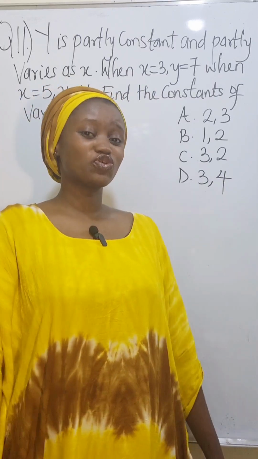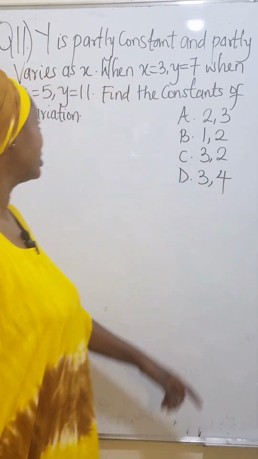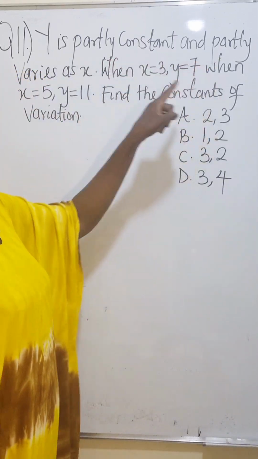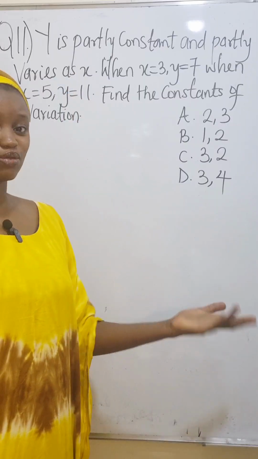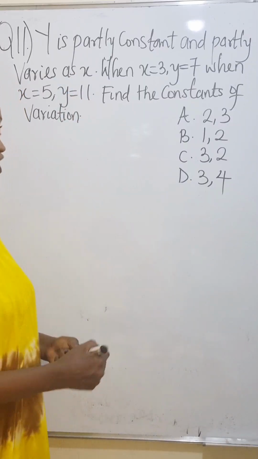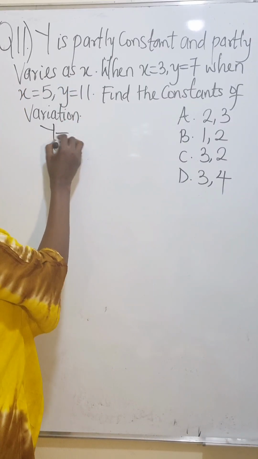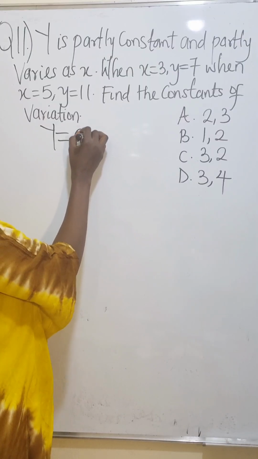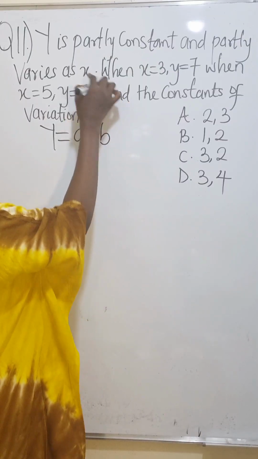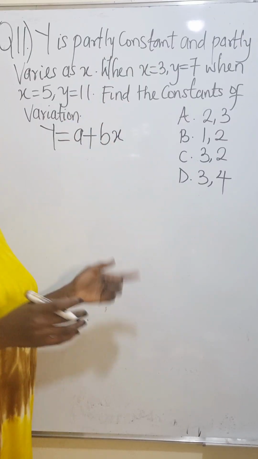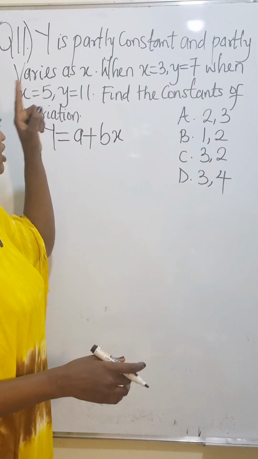An interesting question on variation. Let's get started. Y is partly constant and partly varies as x. So let's establish a relationship between x and y. So this is y is equal to, now we have the first constant a plus b multiplied by x. So this is the relationship between x and y.